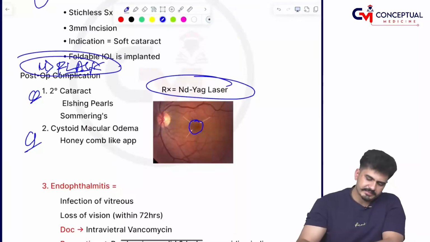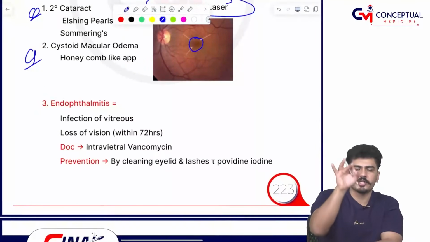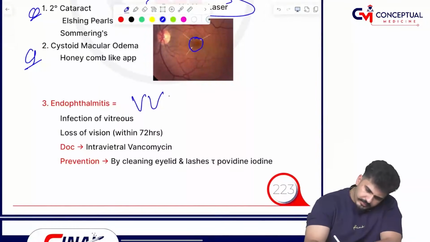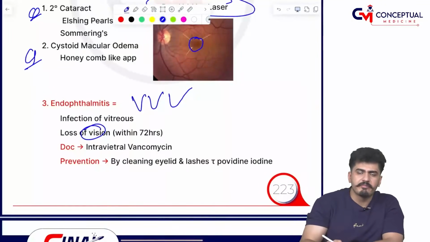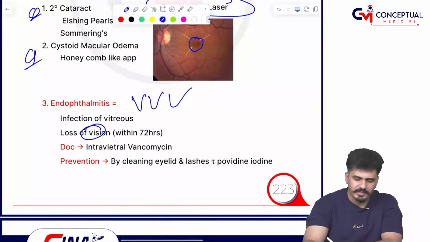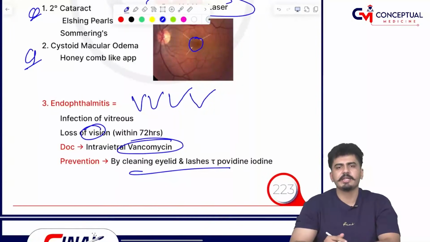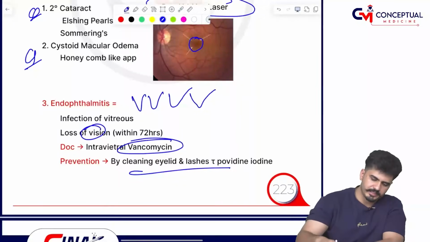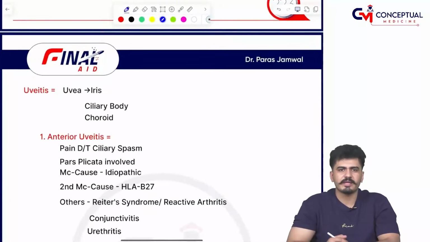Then, sir, the third complication we can have is endophthalmitis, an infection of the vitreous. Now, this is a triple V disease. How? There is a loss of vision. Treatment: intravitreal injection of another V, that is vancomycin. How can we prevent it? Cleaning of the eyelashes with povidone iodine, that is your Betadine, sir. So these are the 3 prominent complications regarding cataract we have studied.